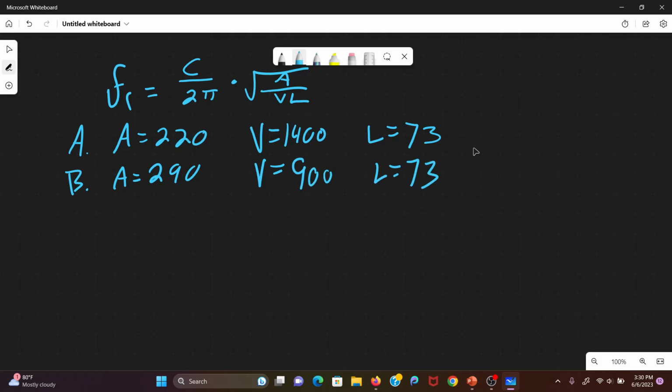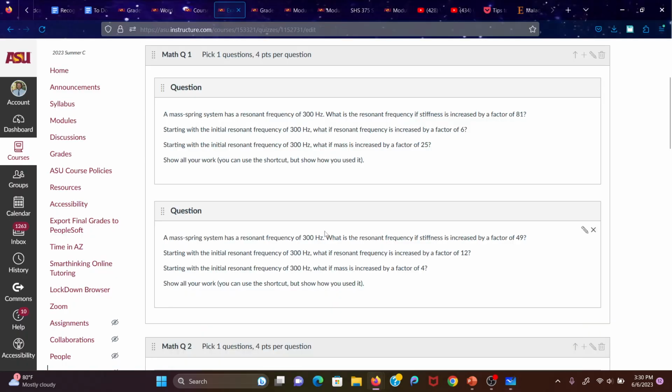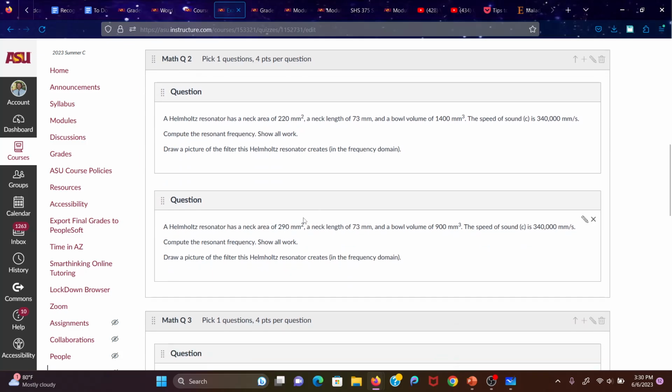If you want to see this question, before we keep going, if that's going to help you cue it in your memory, the question is: a Helmholtz resonator has a neck area of 220 or 290, a neck length of 73, and a bowl volume of 1400 or 900. The speed of sound in both of these is 340,000, and you're just going to compute the resonant frequency.